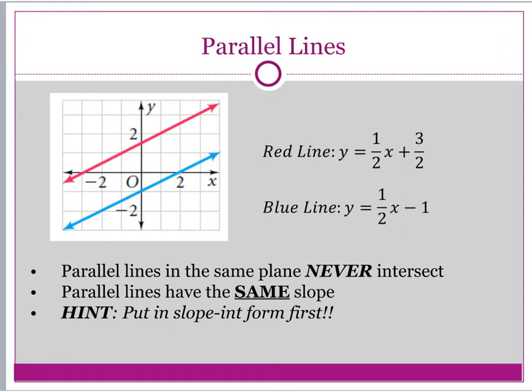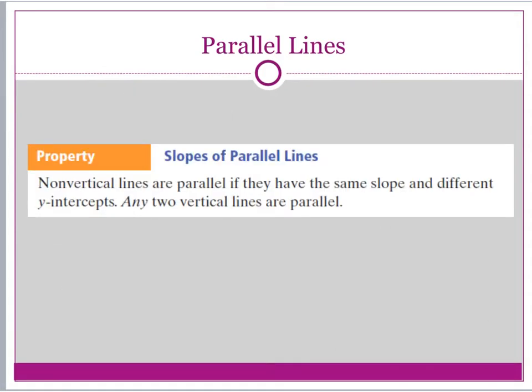Now, one way you can tell if two lines are parallel, and I would highly suggest that if you're not given an equation in slope-intercept form, that you first write it in slope-intercept. And remember, this is y equals mx plus b. So by definition, slopes of parallel lines says that non-vertical lines are parallel if they have the same slope and different y-intercepts. Okay, so any two vertical lines can also be parallel.